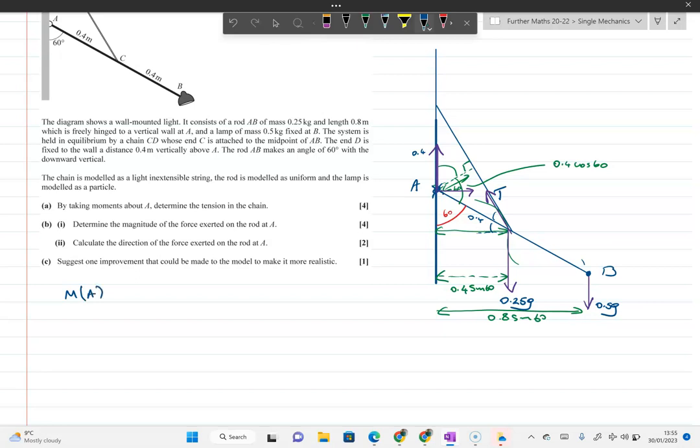Moments about A. Remember, force times perpendicular distance, so that's T times perpendicular distance, which is 0.4 cos 60. And then we take away the moment of this force, which is 0.25 g times 0.4 sine 60. Take away the moment of this force, which is minus 0.5 g times 0.8 sine 60. And that all comes to be equal to 0.